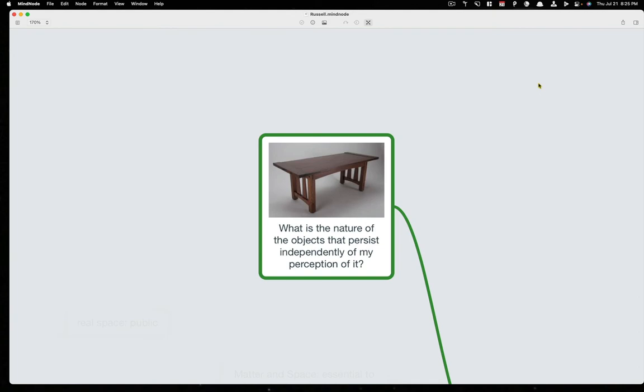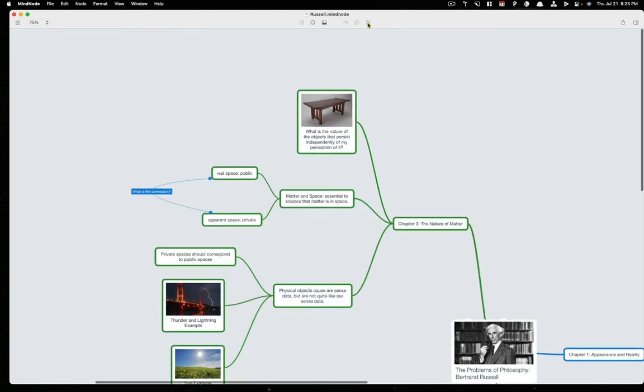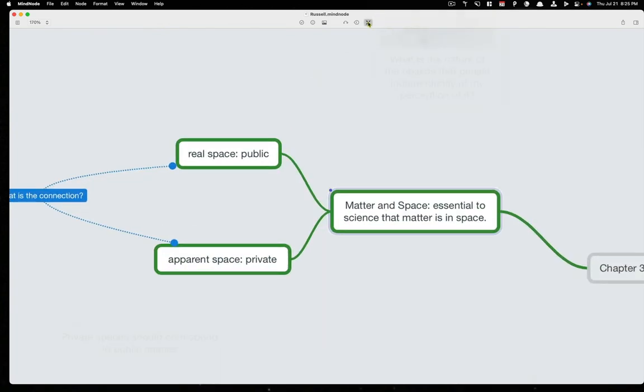Now you notice that by chapter 3, we're not necessarily doubting the existence of matter. We say, yeah, there's something there, there's a thing there, there are objects there. The question is, can we be sure about what we know about those things? This is what Russell explores in this chapter. He says that matter and space are essential to science. It's essential to science that matter is in space. In other words, it's not just in my head.